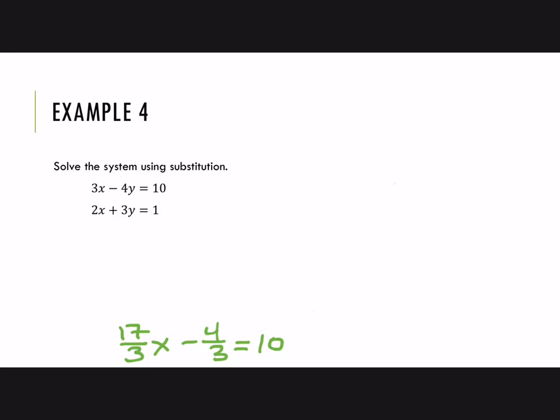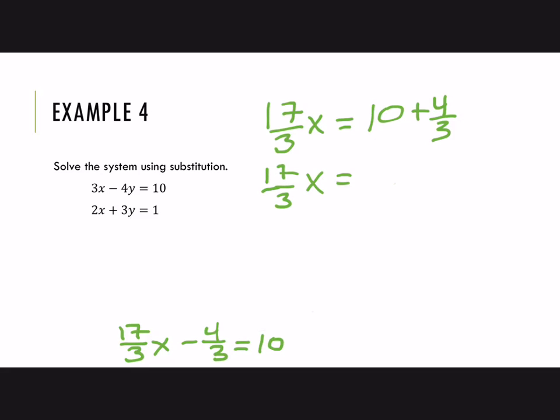And then I just need to get x by itself to actually solve. So I'll add 4/3 to both sides. So 17/3 x equals 10 plus 4/3. And 10 is 30/3. So 30/3 and 4/3 is 34/3.